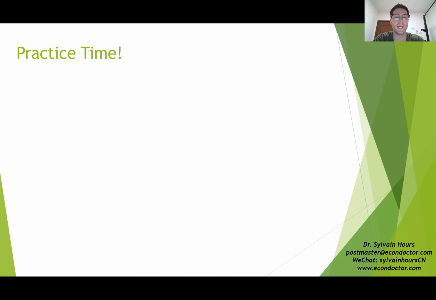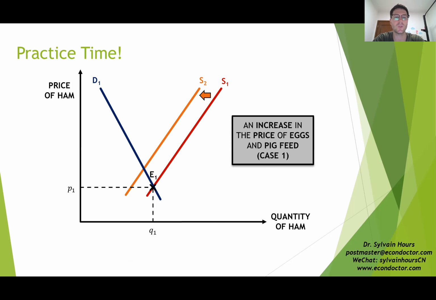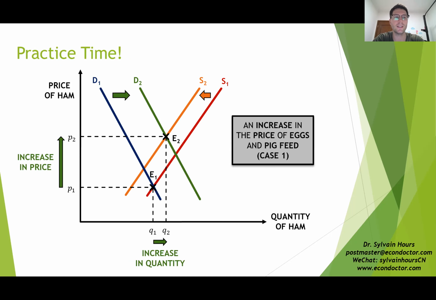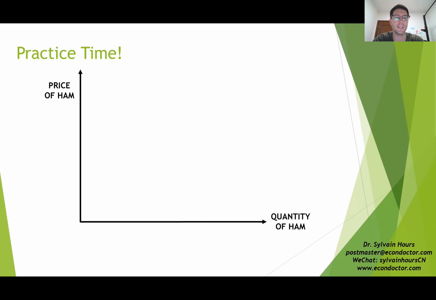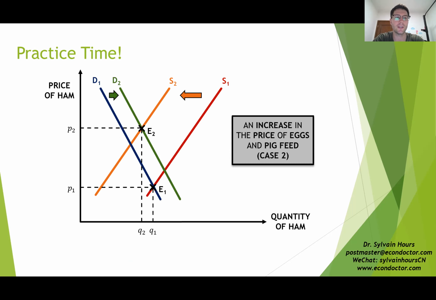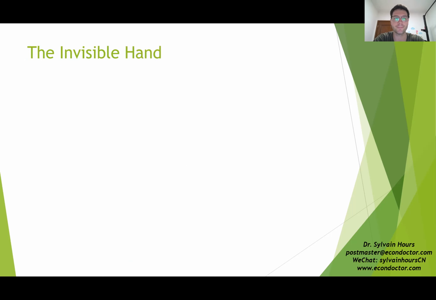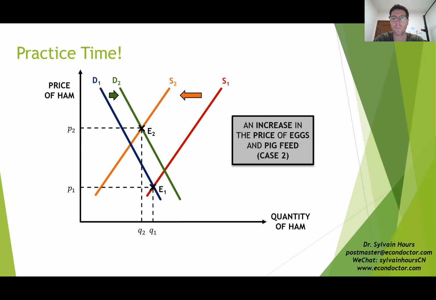So there are 2 cases to consider. So that's case 1, where you see that the quantity increases. That's one possibility. And there is another case where you see that the quantity actually decreases. It's another possible case. Okay. And that's it for market equilibrium.